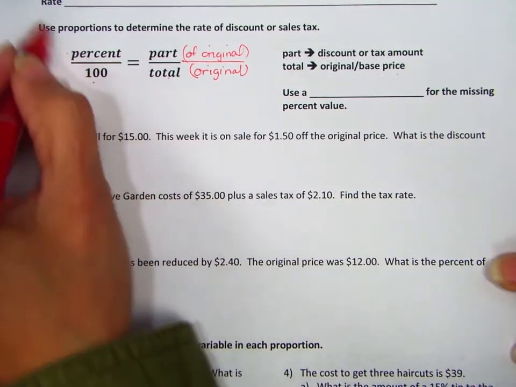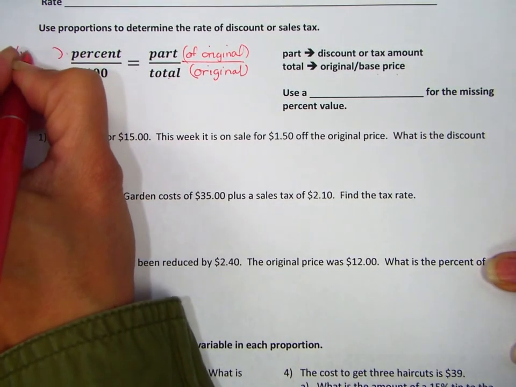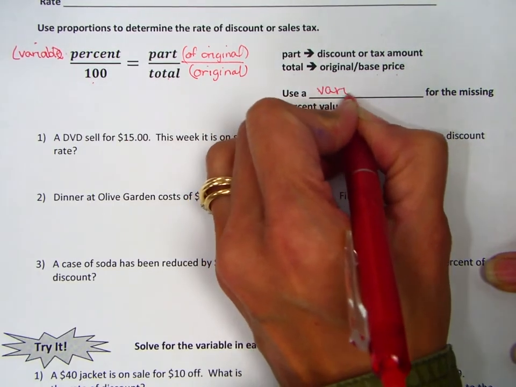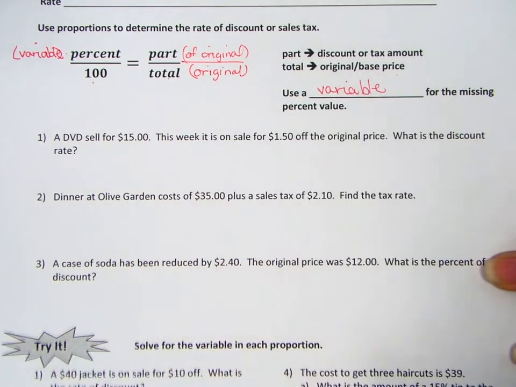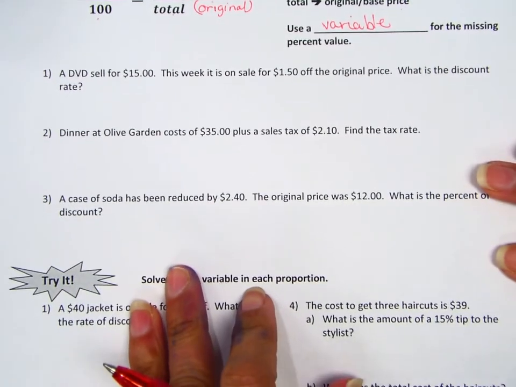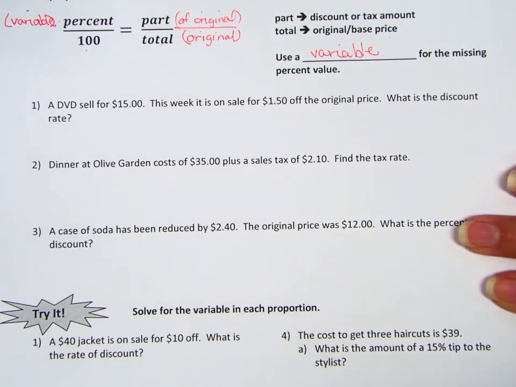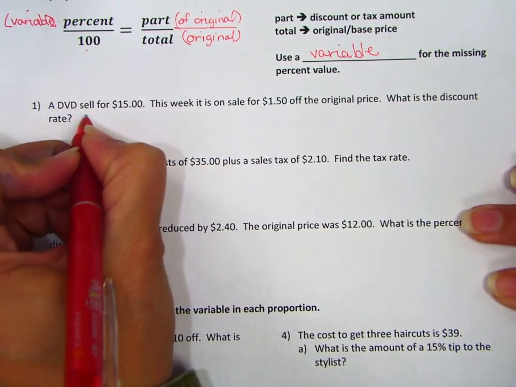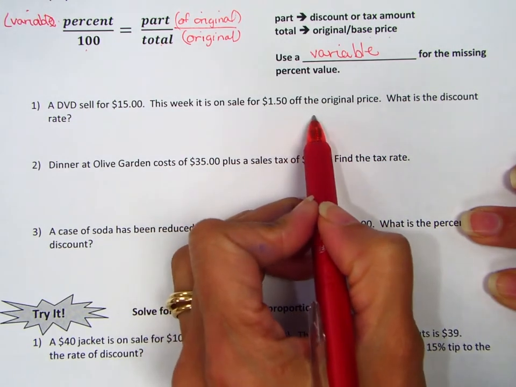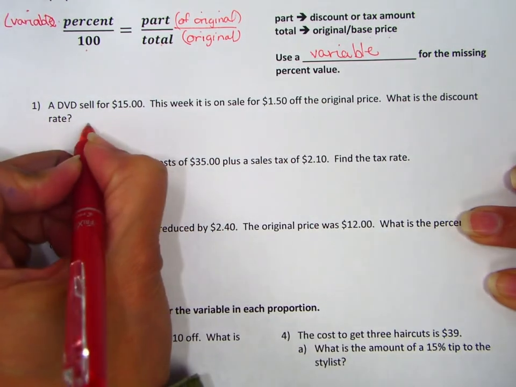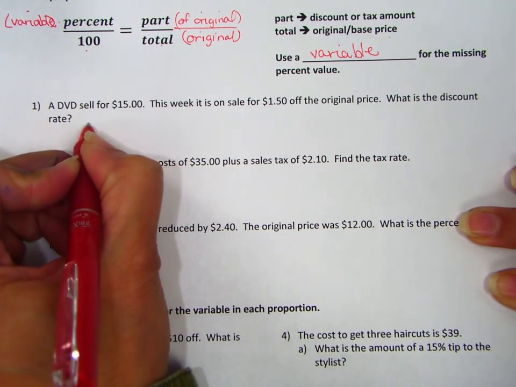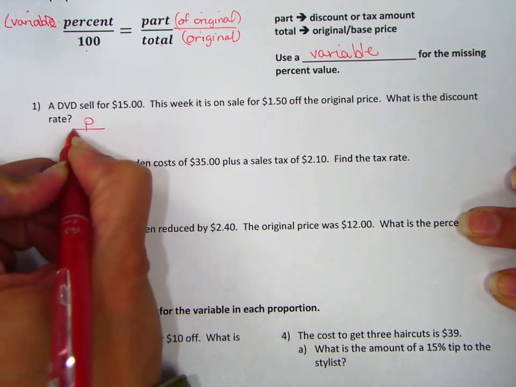And then for the percent, this is where we're going to have to use a variable for that missing percent value. So let's try out some examples. Let's use that proportion. We have a DVD that sells for $15. This week it's on sale for $1.50. What is the discount rate? So we don't know what that rate is, so we're going to find the rate as a variable.